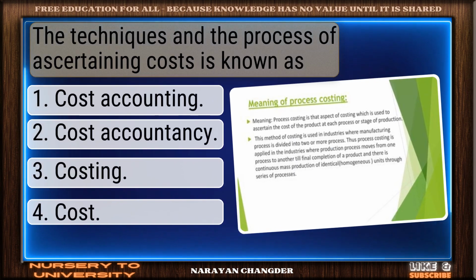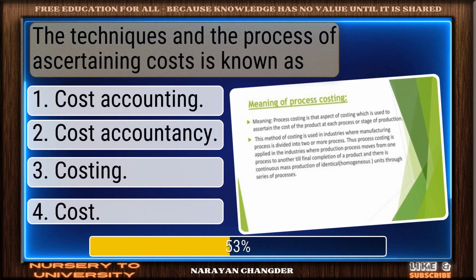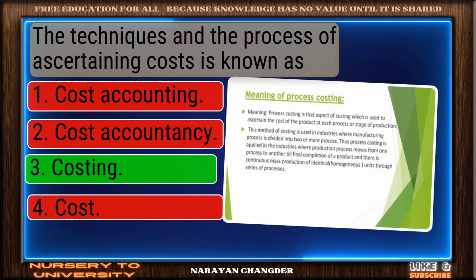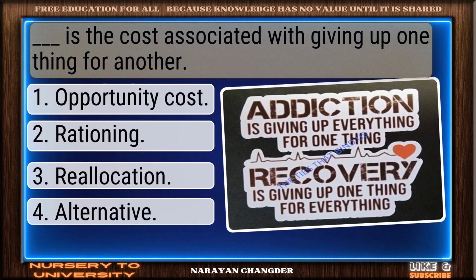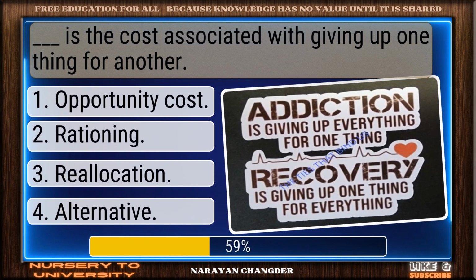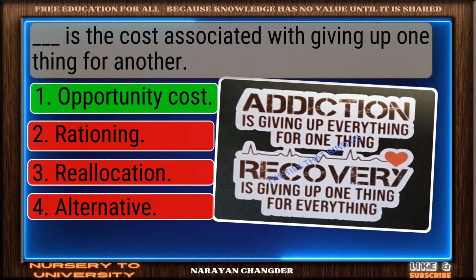The techniques and the process of ascertaining costs is known as. Perfect. Costing is the one. Dash is the cost associated with giving up one thing for another. Nicely done. Opportunity cost is solid.